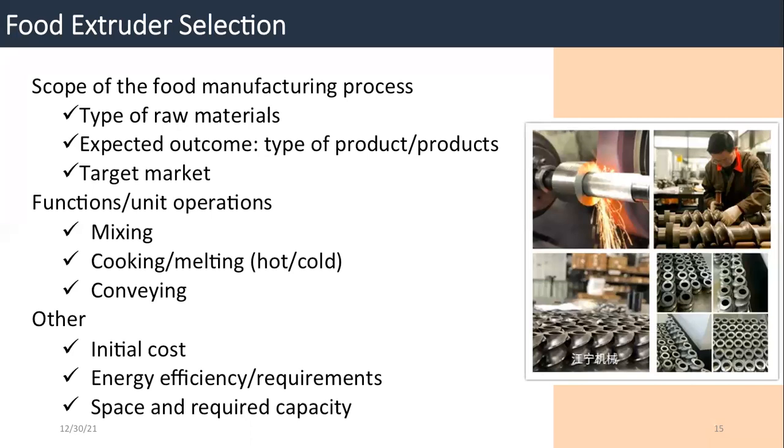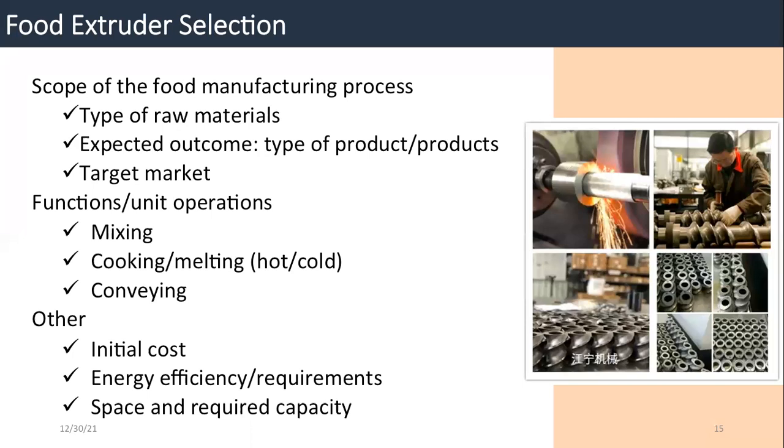So now, how to select a food extruder? First of all, the scope of the food manufacturing process is important. What type of product or products are we going to develop? There are different types of extruders we have discussed, with high temperature, high shear, everything. So first of all, it is important to define the scope of the product or products.